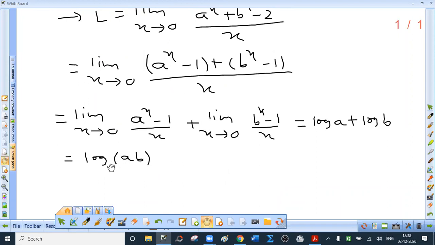Now you need not mention the base. In calculus, it is customary not to mention the base if it is e. If the base of the logarithm is other than e, then only we mention the base. Okay. So we'll start solving sums from exercise 7.6 in the next lecture.